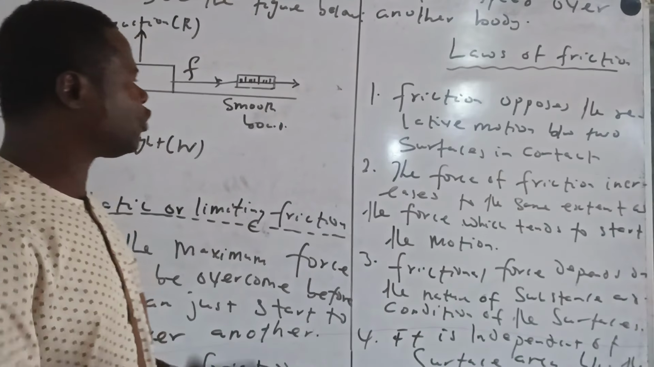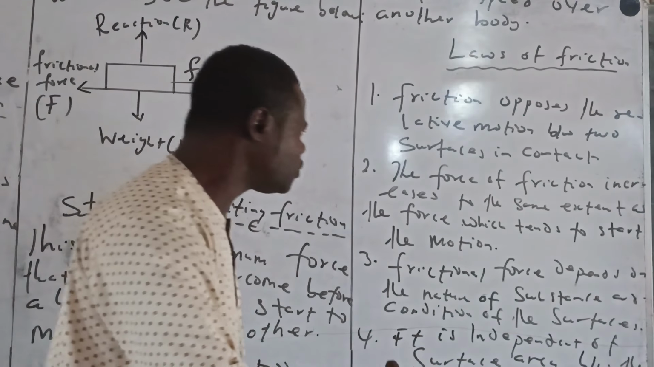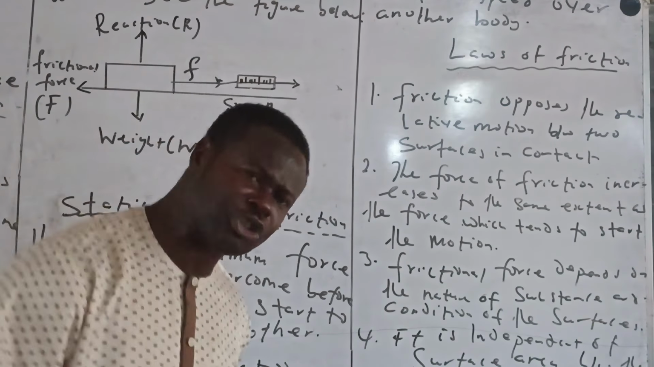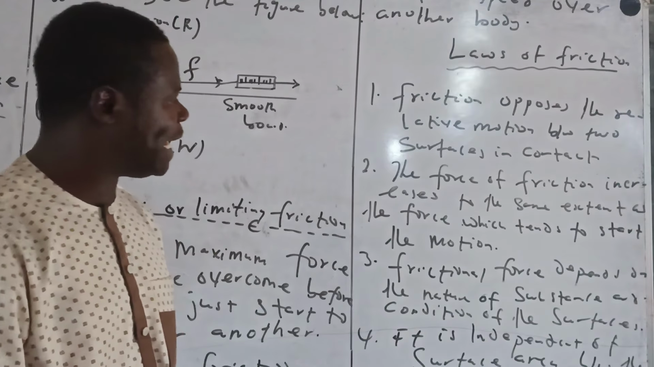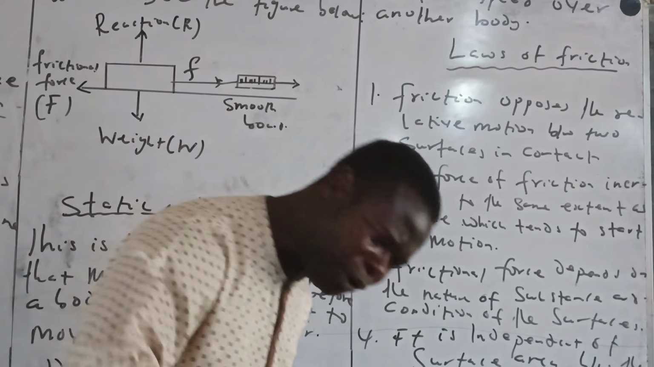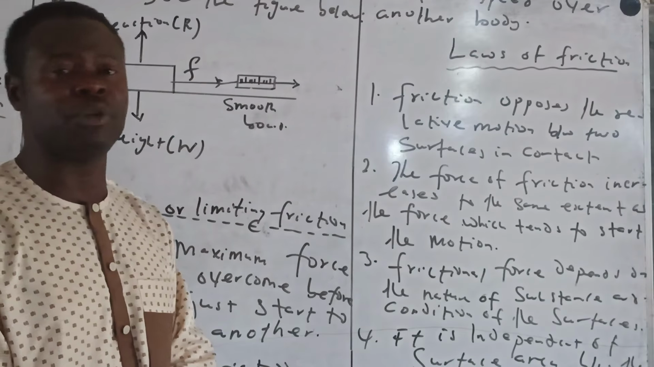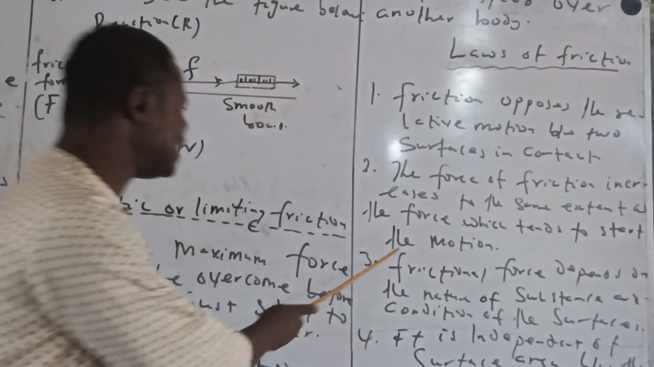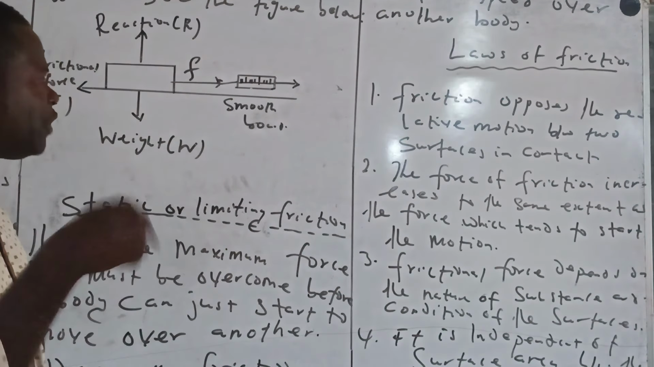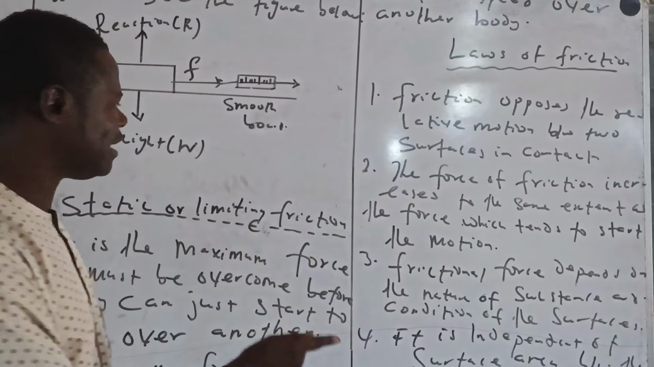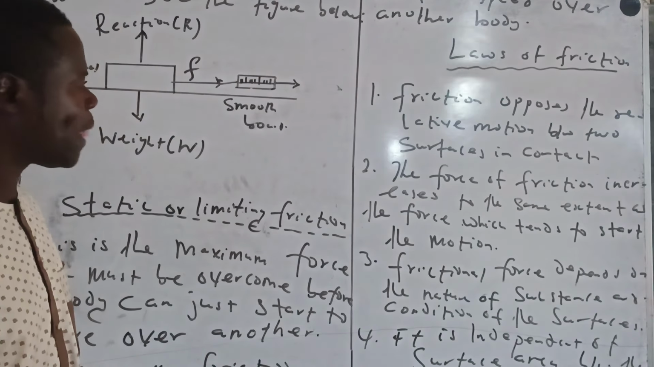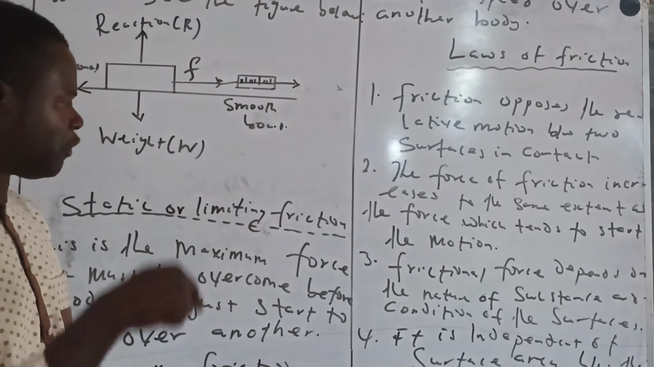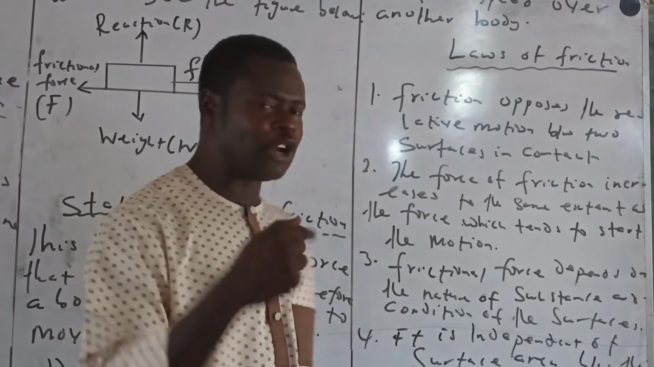Number 2, the force of friction increases to the same extent as the force we apply to start the motion. There is a force you apply to make the body move, and then there is the frictional force that is opposing it. The more you increase the force, the more the frictional force also increases. That's why we say the force of friction increases to the same extent as the force we apply to start the motion.